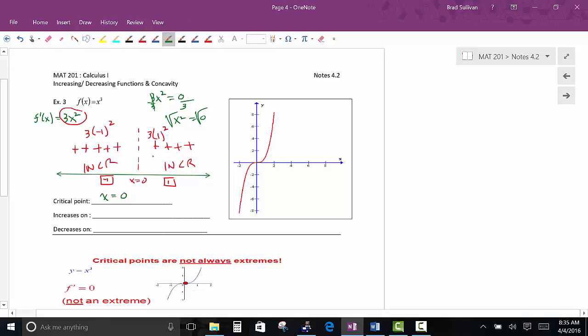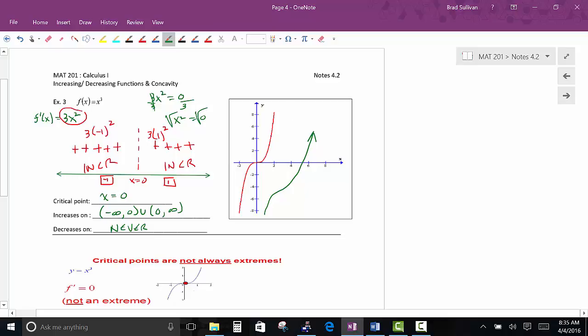Okay? So we would write the interval increasing would be negative infinity to 0. 0's neutral because the derivative is equal to 0. And then we would also say from 0 to infinity, and then we would say this function never decreases. And if you look at the graph that I put on there, does that make sense? The function's always increasing. It's always getting bigger.